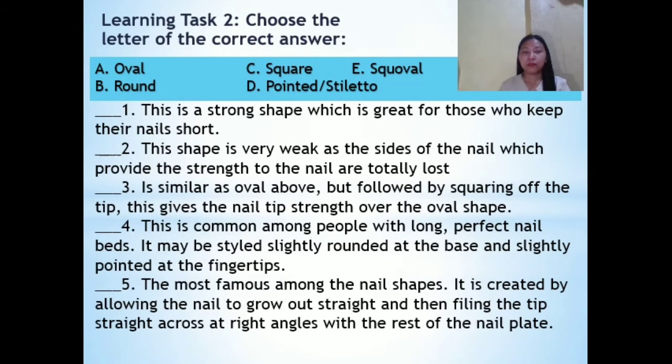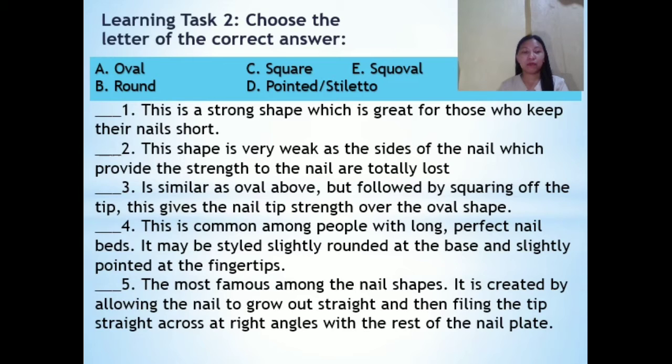For learning task 2, choose the letter of the correct answer. Number 1. This is a strong shape which is great for those who keep their nails short. Number 2. This shape is very weak as the sides of the nail which provide the strength to the nail are totally lost. Next, number 3 is similar to oval above but followed by squaring of the tips that gives the nail tip strength over the oval shape.